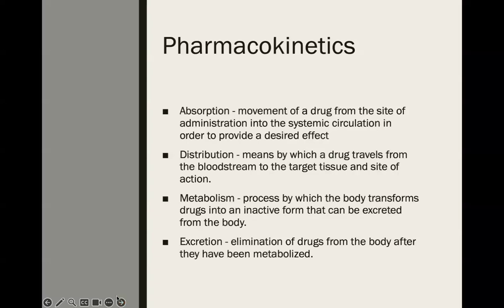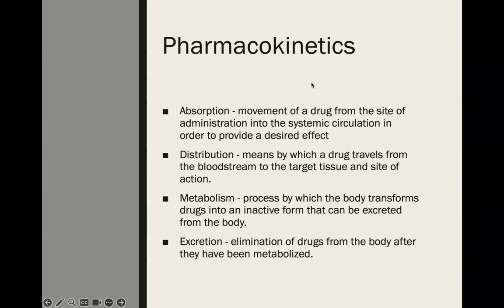So with pharmacokinetics, there are four parts to that process. You have absorption, which is the movement of the drug from the site of administration into the systemic circulation in order to provide a desired effect. You have distribution. This is the means by which a drug travels from the bloodstream to the target tissue and site of action.